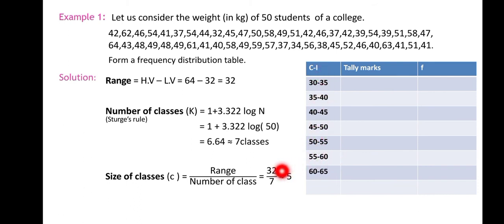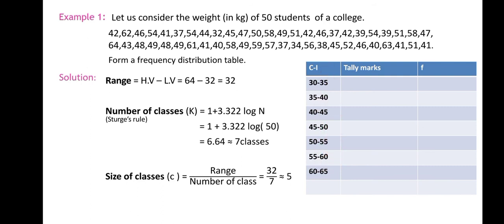So here we got the width as 5. Everywhere we have to keep the width as 5, which means it is a gap. So here 30 to 35, the gap is 5. Okay, width is 5, so everywhere we have to keep the width as 5. And the number of classes should be 7. Here we got the number of classes as 7.